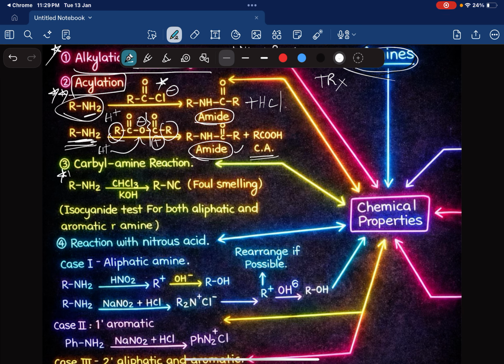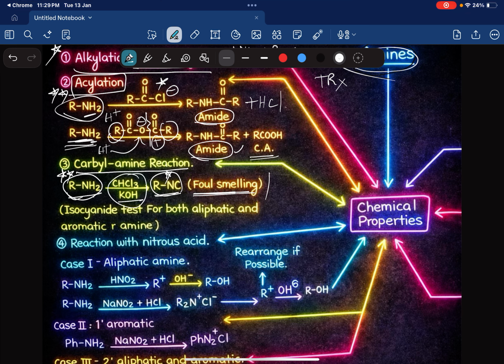Coming to a very important reaction, the carbylamine test. The carbylamine test is the most important reaction for testing primary amines. Primary amines are converted into isocyanide in presence of CHCl3, chloroform, and NaOH or KOH. This alkyl isocyanide is a foul smelling compound, and even the Bhopal tragedy happened with methyl isocyanide. Isocyanide is dangerous, even cyanide is dangerous. So this foul smelling compound is formed from the primary amine with chloroform and KOH.